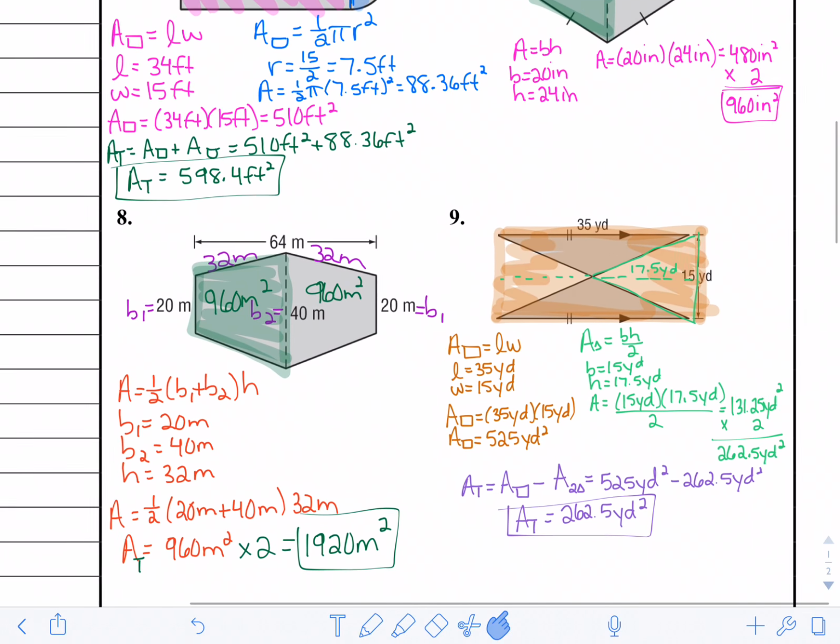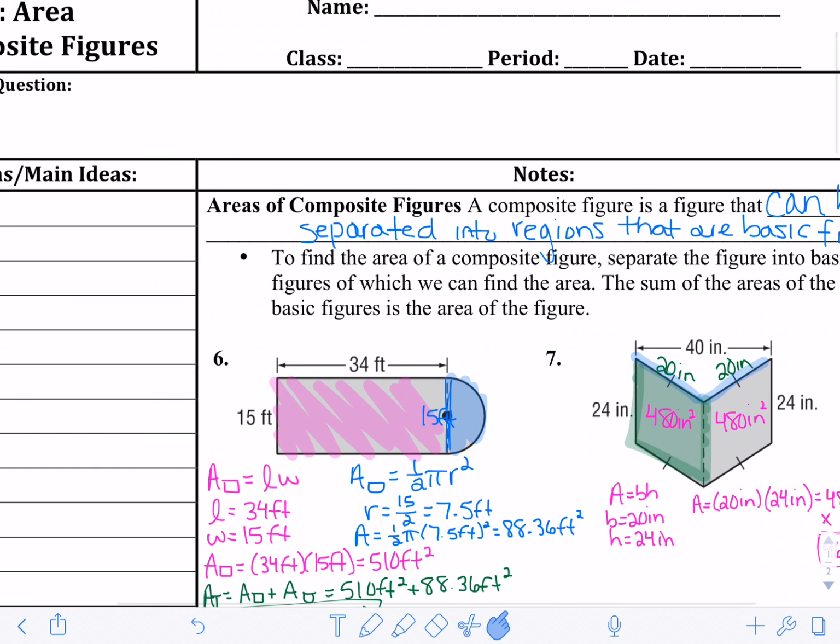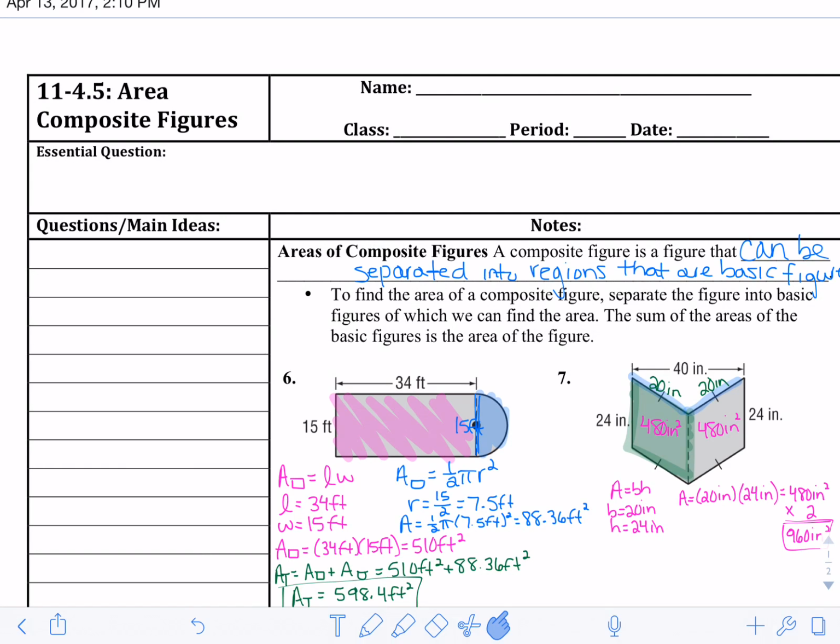That's it. After this, you're going to work on your worksheet that goes along with these problems. Please make sure that you show your work and label all the parts of your work. That way you get the full credit.